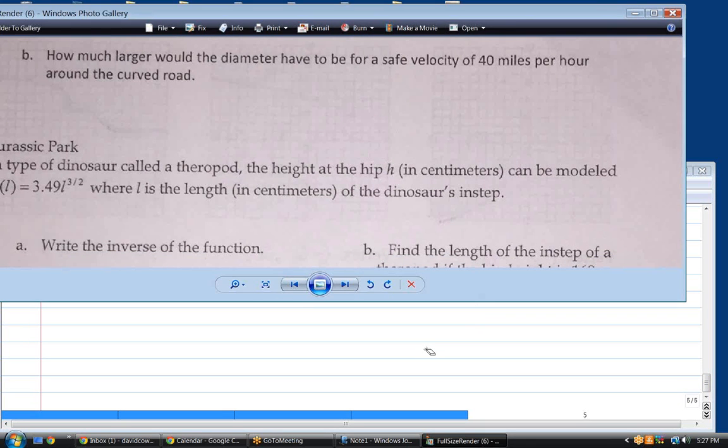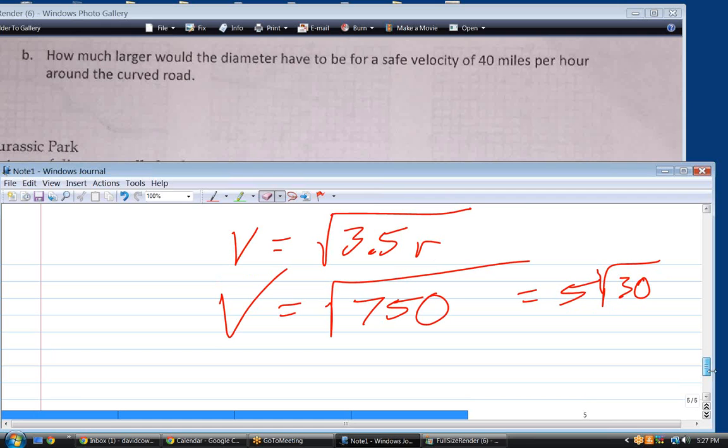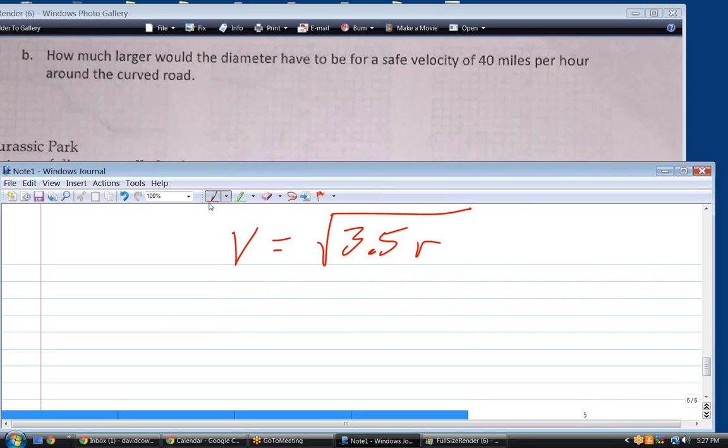Okay. How much larger would the diameter have to be for a safe velocity of 40 miles per hour? Well, let's see. We've got V equals root 3.5 R. So they want to know what will give us a V of 40. What R would give us a V of 40? How do I solve that equation?